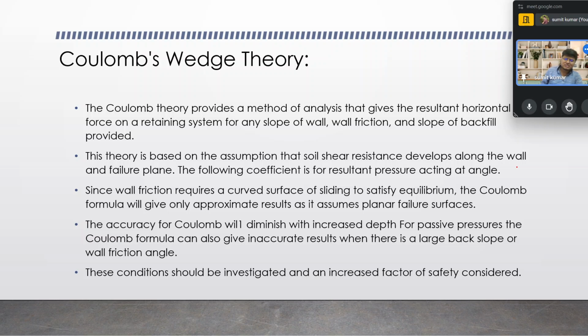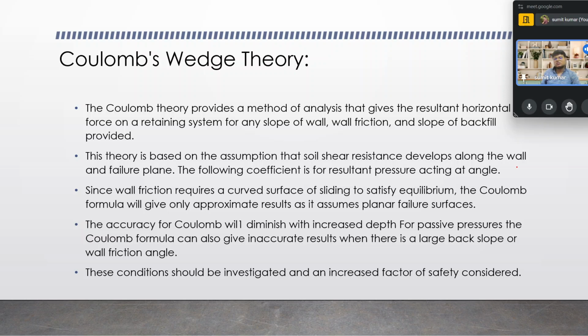The following coefficient is for the resultant pressure acting at an angle. Since the wall requires a curved surface of sliding to satisfy equilibrium, the Coulomb formula will give only approximate results as it assumes planar failure surfaces. The accuracy of the Coulomb formula diminishes with increased depth for passive pressure. It can also give inaccurate results when there is a large back slope or wall friction angle. These conditions should be investigated and the factor of safety increased.